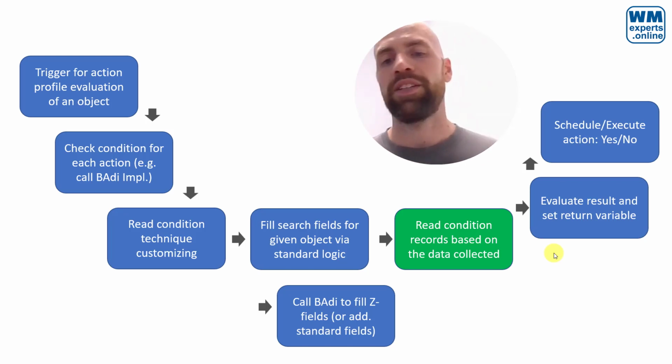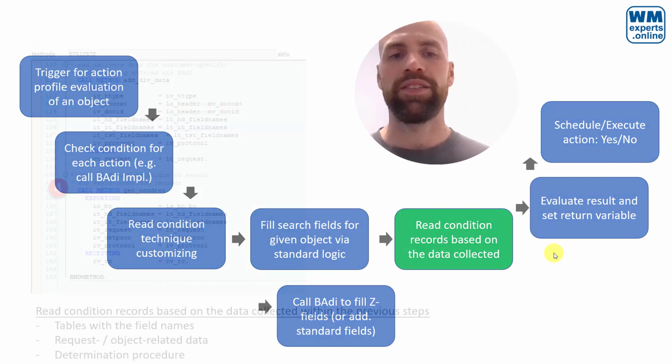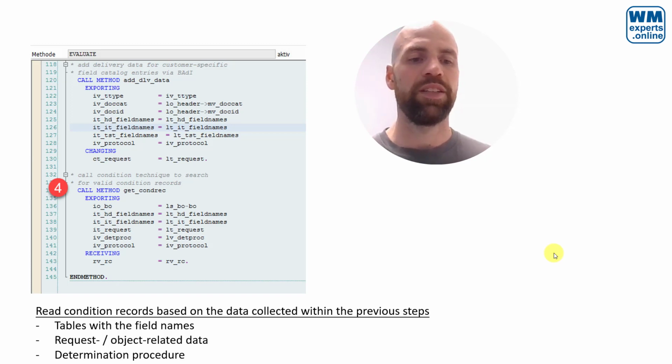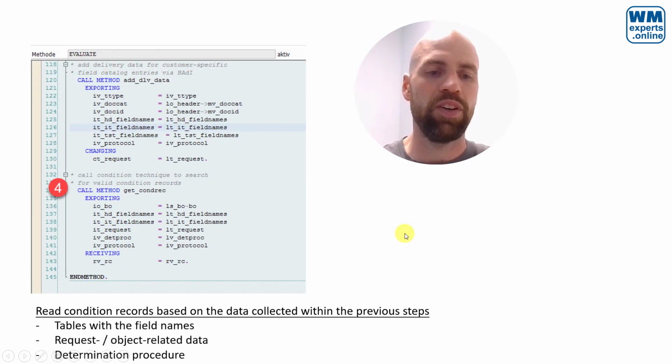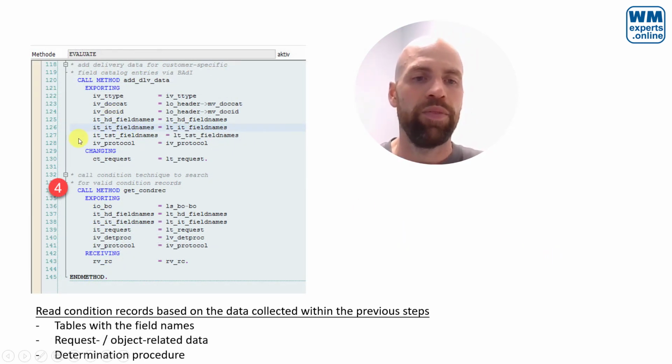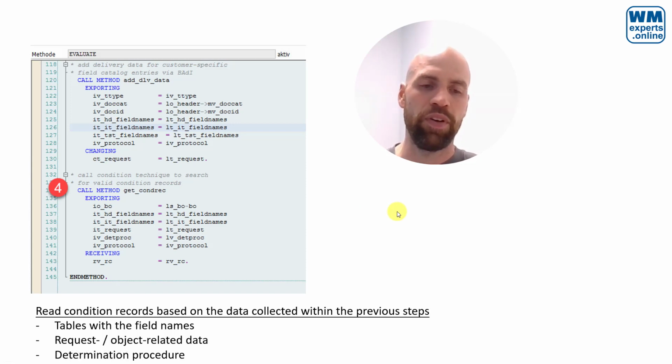And now we actually read the condition records. This reading of the condition records is called here from method get cont rec. And we hand over all kind of data that we collected before. So everything related to the object, of course, but also the condition technique customizing and the tables with the field names, which we also derived from the customizing.